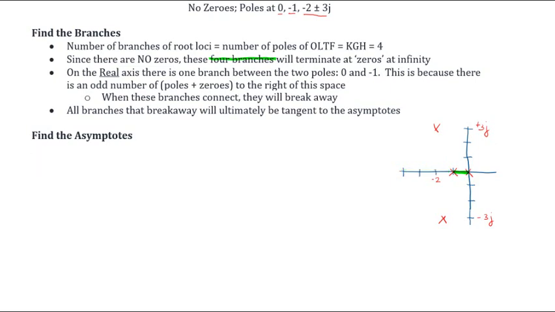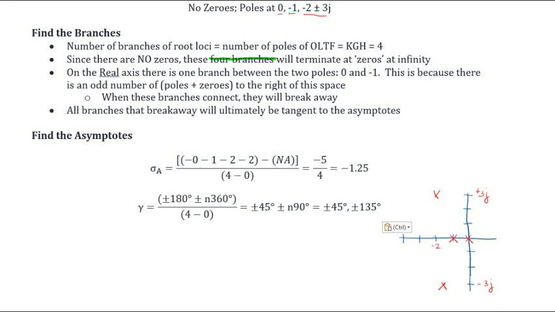So we've got 4 poles, so there's going to be 4 branches. There's an understood two branches between 0 and -1, which means that the other two branches are going to be for these two imaginary poles. Okay, so the next thing is to find the asymptotes, and just like the previous one, finding the branches, I'll just provide that to you.